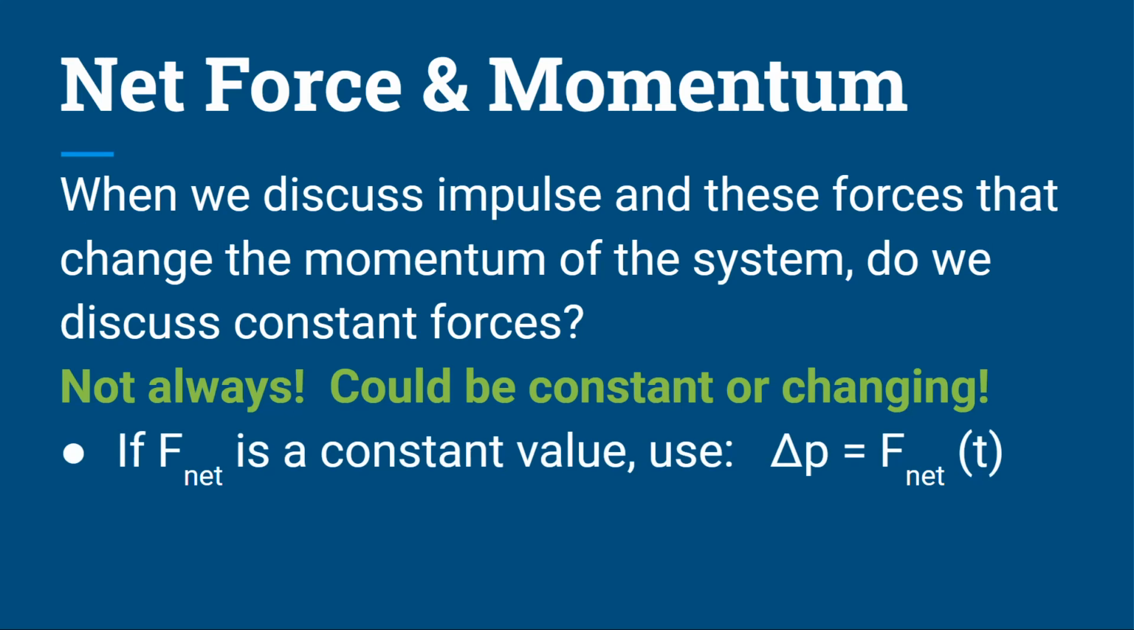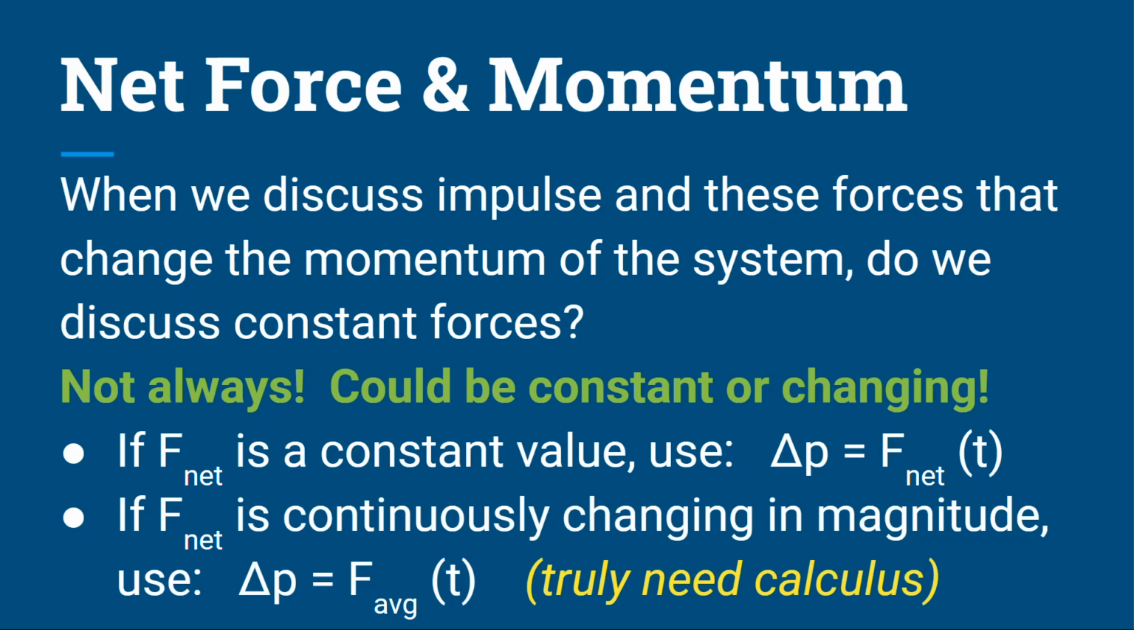Okay, but if your net force is a constant value, then you can use the equation that your change in momentum would be equal to your net force times your time. However, if your net force is continuously changing in magnitude, you really would need calculus to solve this and get an actual value. However, we are going to approximate it using the equation, our change in momentum, delta P, equals our average force times time. If it's changing, we're going to use the average.